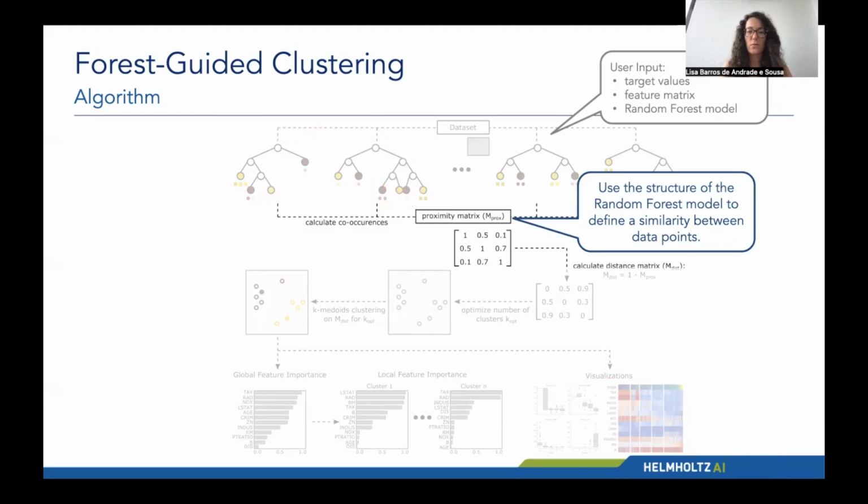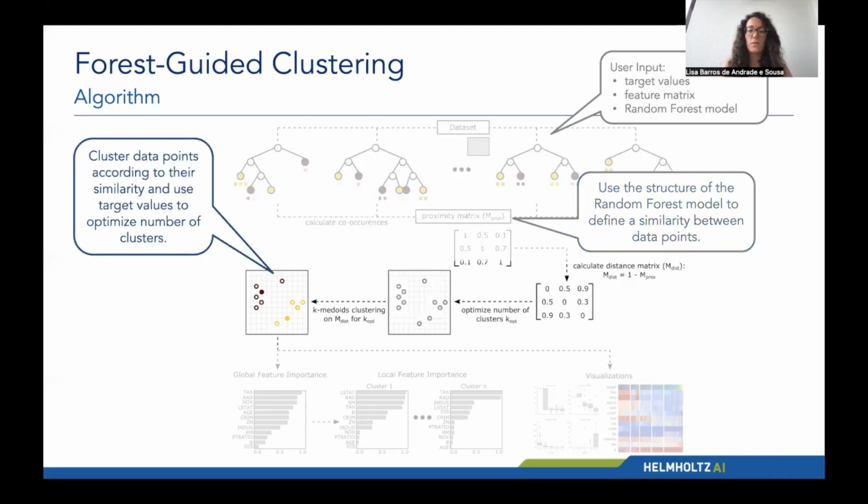This information is stored in a proximity matrix. High values in a proximity matrix mean that two points are very similar, whereas low values in a proximity matrix mean that they almost never fall in the same leaf of a decision tree, meaning they follow very different decision rules throughout the decision trees. This proximity matrix is now used to calculate a distance matrix, which is used as input for k-medoids clustering.